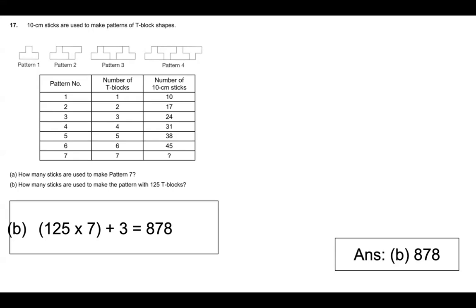Now, the last part is slightly trickier. The last question is asking you for the perimeter of the pattern with 180 T blocks. So how many sticks will you need? Okay, so the pattern number is 180, right? And then after that, you will need to multiply it by 4.